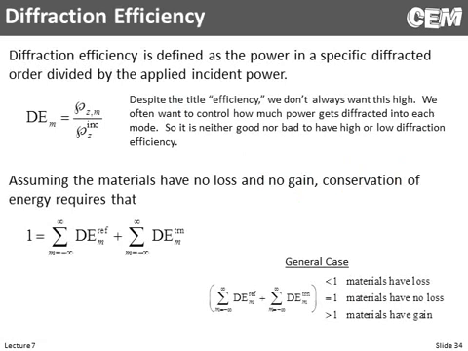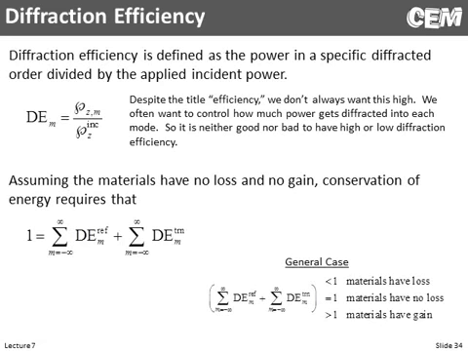First, we're going to define something called diffraction efficiency. We pick a particular diffracted mode. The fraction of power that goes from the applied wave to that diffracted mode is called the diffraction efficiency. So if your diffraction efficiency is 50%, that means half the power from the applied wave ended up in whatever diffracted mode you're talking about.